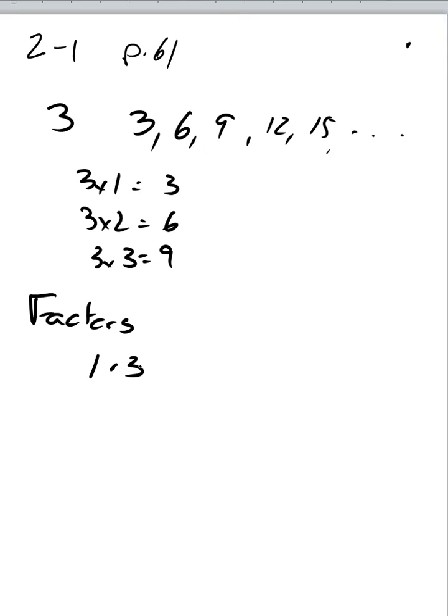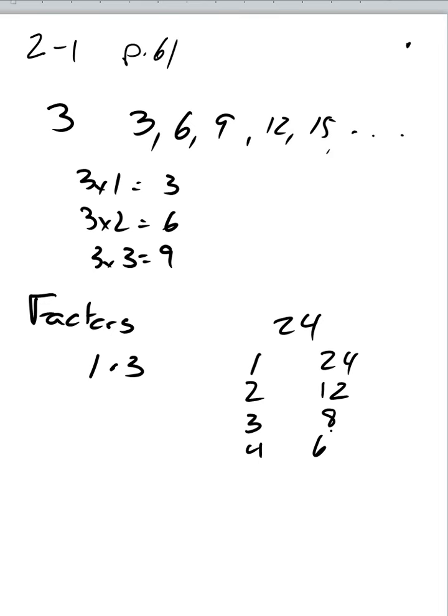But if we had a number, let's say like 24, we could take 1 times 24, or 2 times 12, or 3 times 8, or 4 times 6. All of those numbers are factors of 24. And like I said, this is going to become important as we go forward when we look to add and subtract fractions with all that.